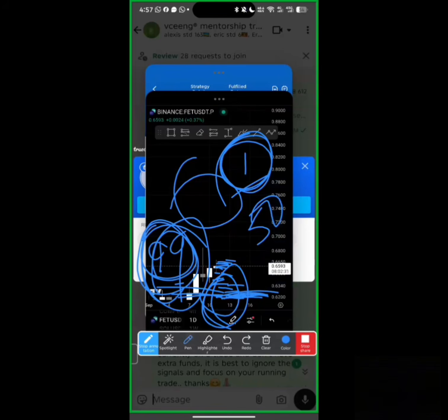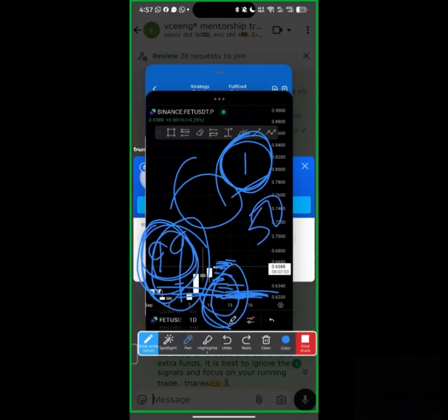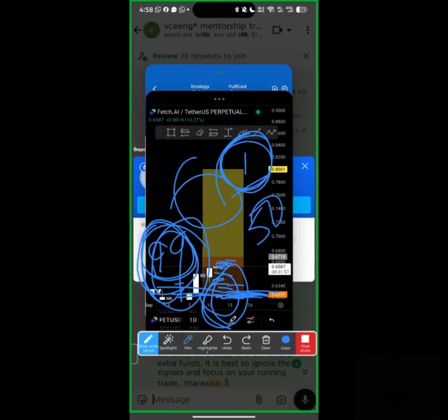Now, I see a question from Fabulous again, saying, what do you use in picking your signal on TradingView? Oh, I use a couple of things. I use support and resistance, trend lines, smart money concepts, and price action. That's all I use to pick my signal.